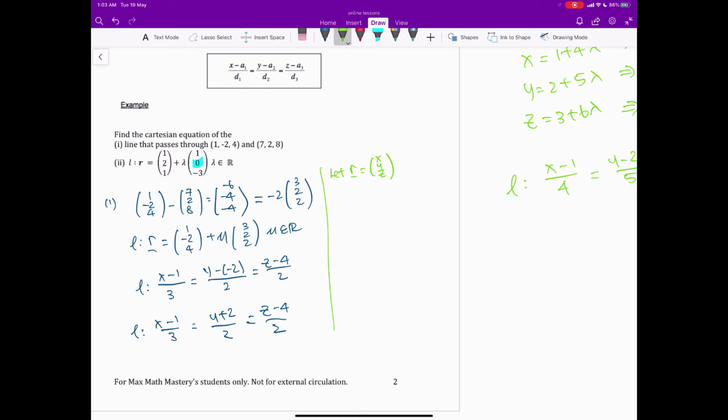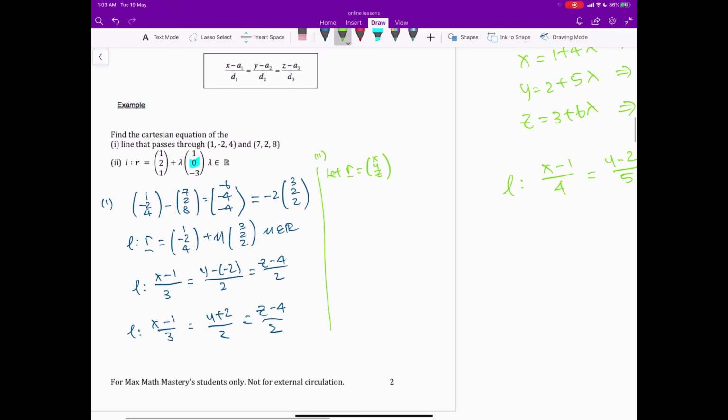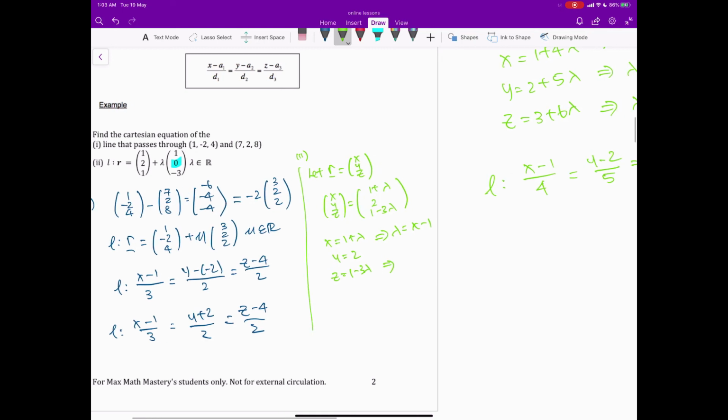Okay, take note, this is a part 2 question. So (x, y, z) essentially will give me (1 plus lambda, 2, 1 minus 3 lambda). So x will be equal to 1 plus lambda, y will be equal to 2, z will be equal to 1 minus 3 lambda. Same thing, I'm going to make lambda my subject. This will give me x minus 1. For y I can't make lambda the subject because there's no lambda. Then z over here will be (z minus 1) divided by minus 3, which is equal to lambda.